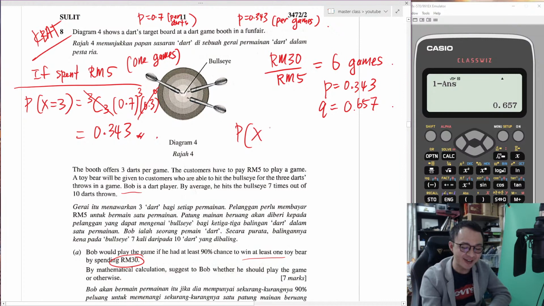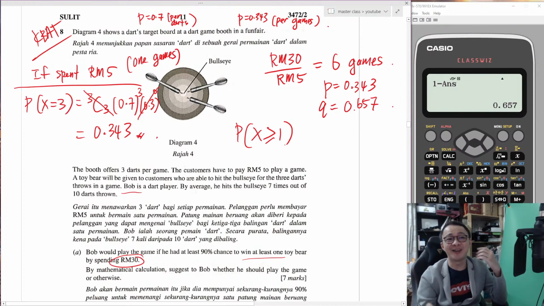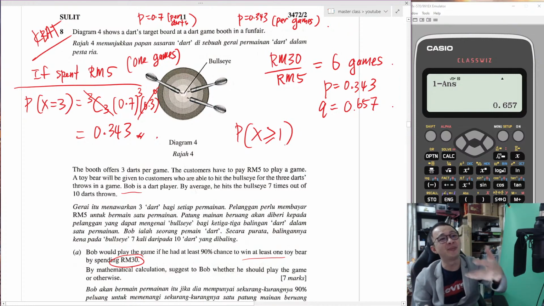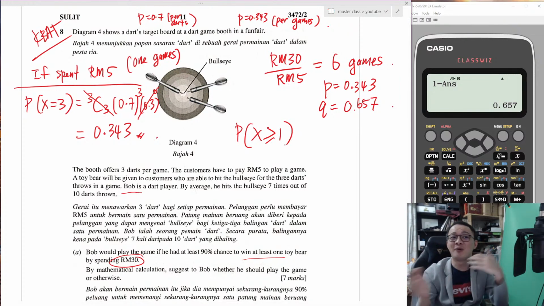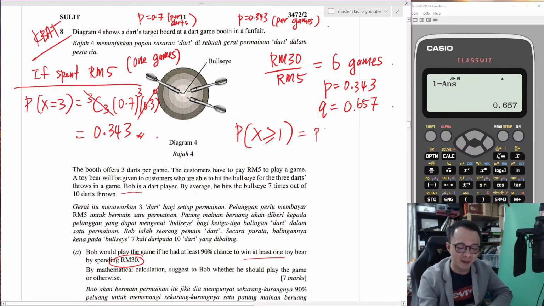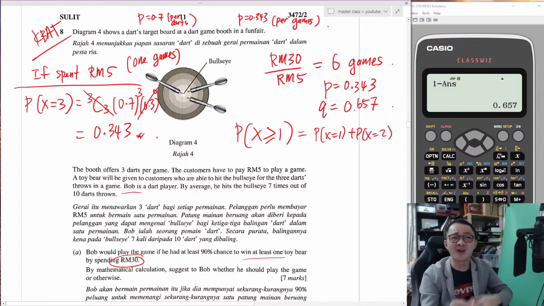Okay, so if I play 6 games, I want to win at least 1 bear. So x is bigger or equal to 1, isn't it? This is win at least 1 bear, because I can win 1 bear, 2 bear, 3 bear, 4 bear, 5 bear, and 6 bear. But I want to make sure I win at least 1. So here, of course, you can do probability x equals 1 plus probability x equals 2 plus all the way to 6. But you're going to do it 5 to 6 times, which is not rational.